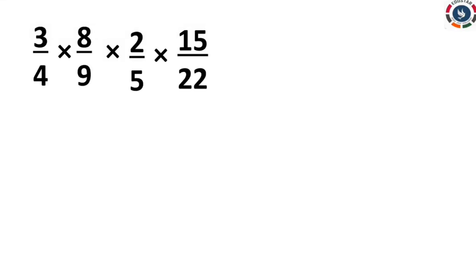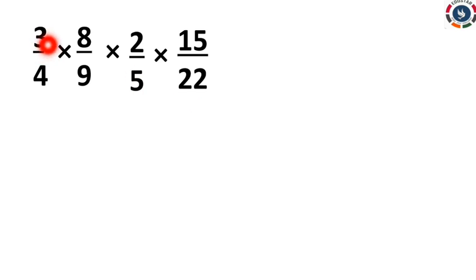One more sum is given for you. 3 by 4 into 8 by 9 into 2 by 5 into 15 by 22. So we are having the 4 fractions. For those 4 fractions, we are going to apply the cancellation method to find the lowest term.